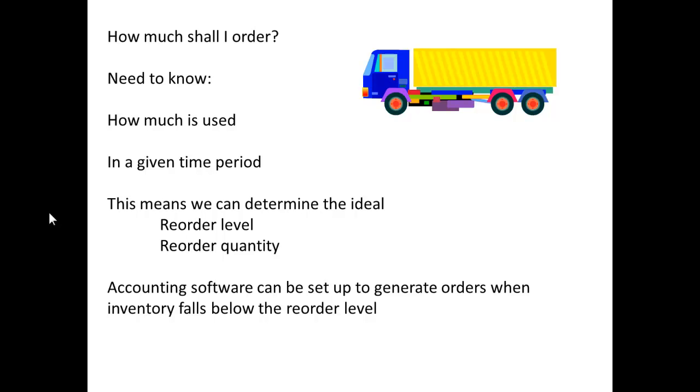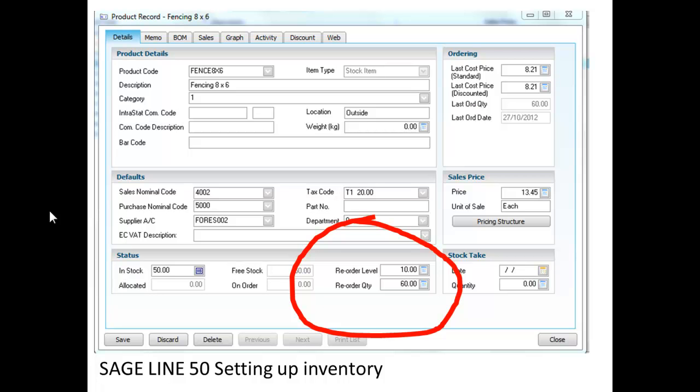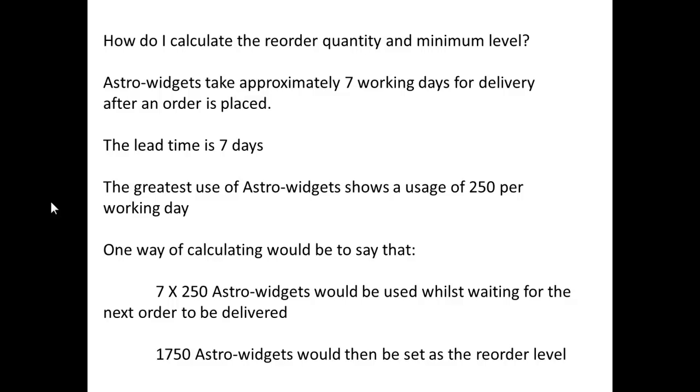Most accounting software, by the way, is set up to generate orders when inventory falls below the reorder level. So if you look at something like Sage Line 50, for any item you can see that it has space there, which I've circled for you, for reorder levels and reorder quantities. So how do we know how much to order then, and what is our minimum level? Here's one way of doing it.